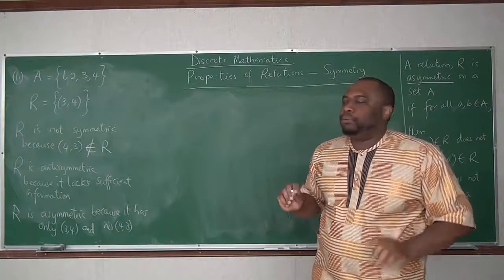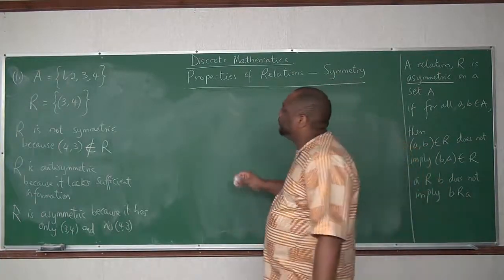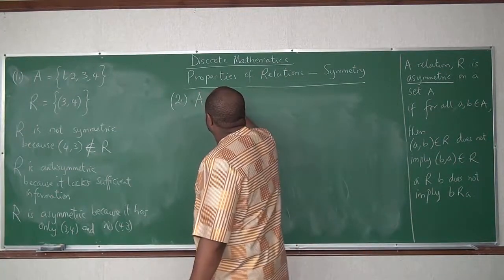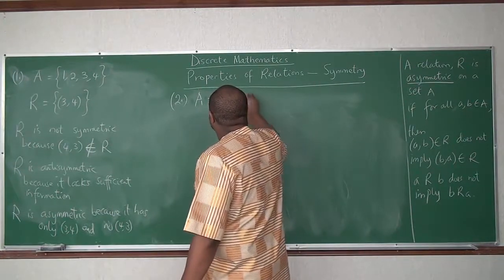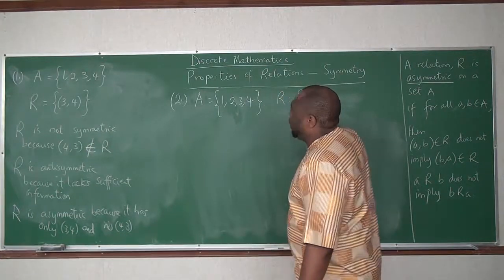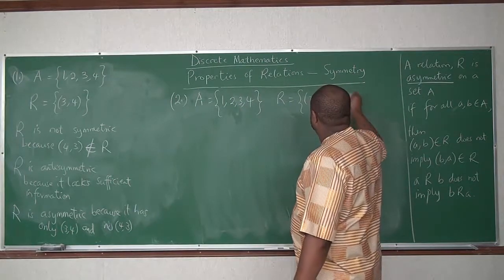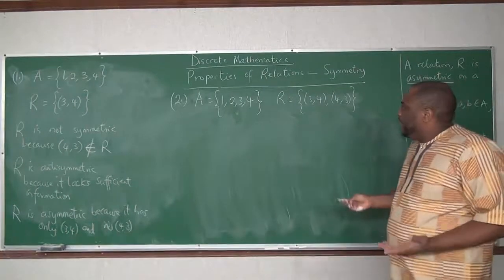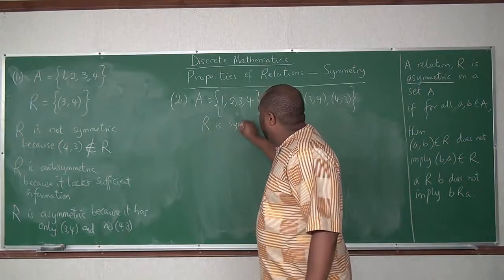Let's look at another example. We shall do several so that it will make sense to you. Number 2, what if we have A to be a set of 1, 2, 3, 4, and we have the relation to be a set of 3, 4, and then 4, 3. Okay? Here, R is symmetric.